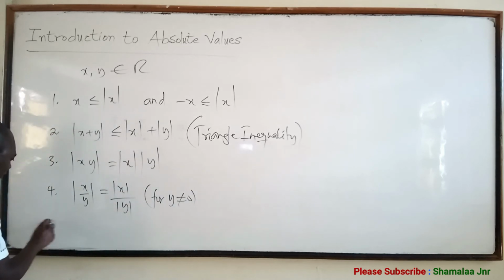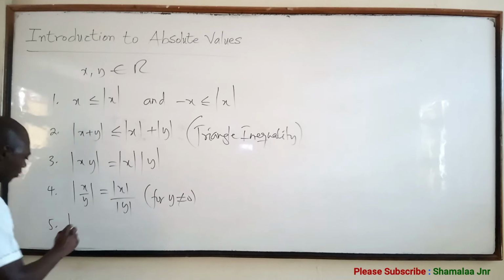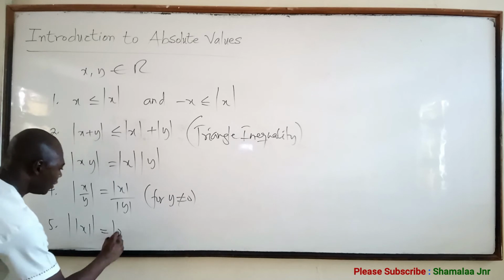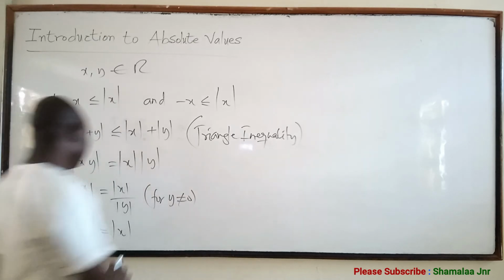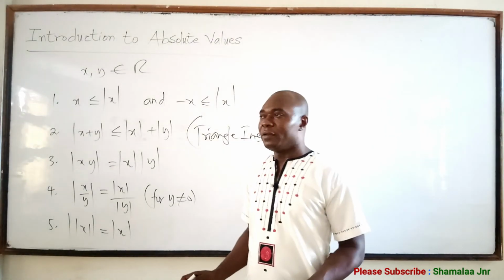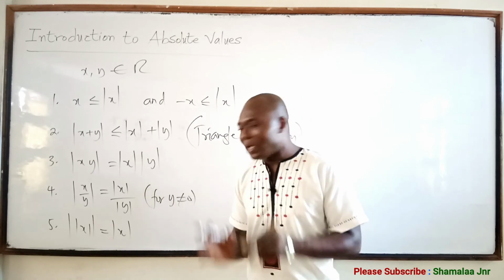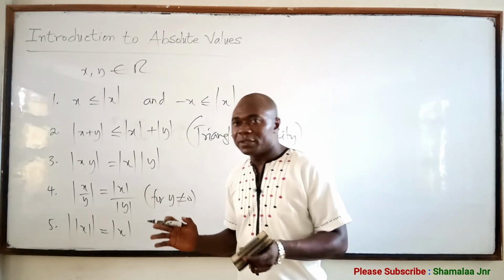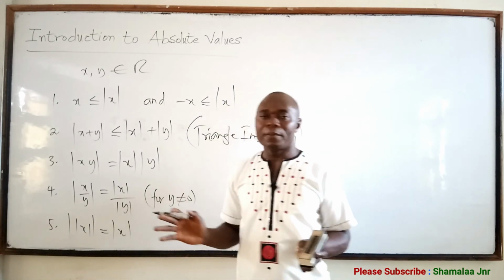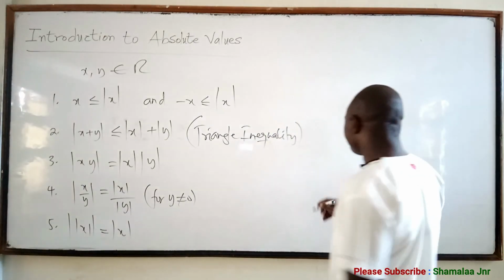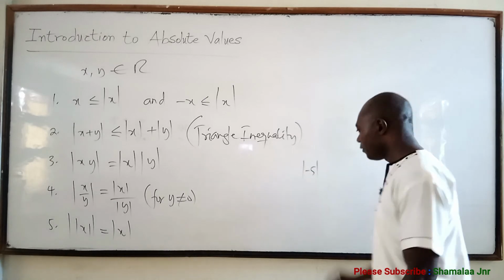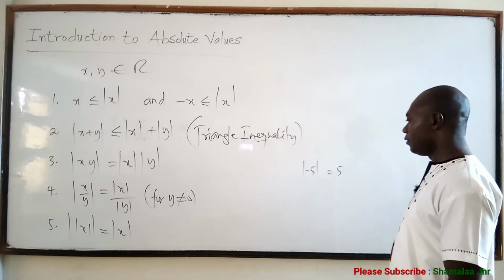And then lastly, 5. Absolute value of the absolute value of x is equal to absolute value of x. Now what this means is that when you have the absolute value of a real number, finding the absolute value of that number whose absolute value has been found will not change anything. It will still be the absolute value of the original number. For example, when you find the absolute value of, say, -5, it's going to be 5. Do you see it?